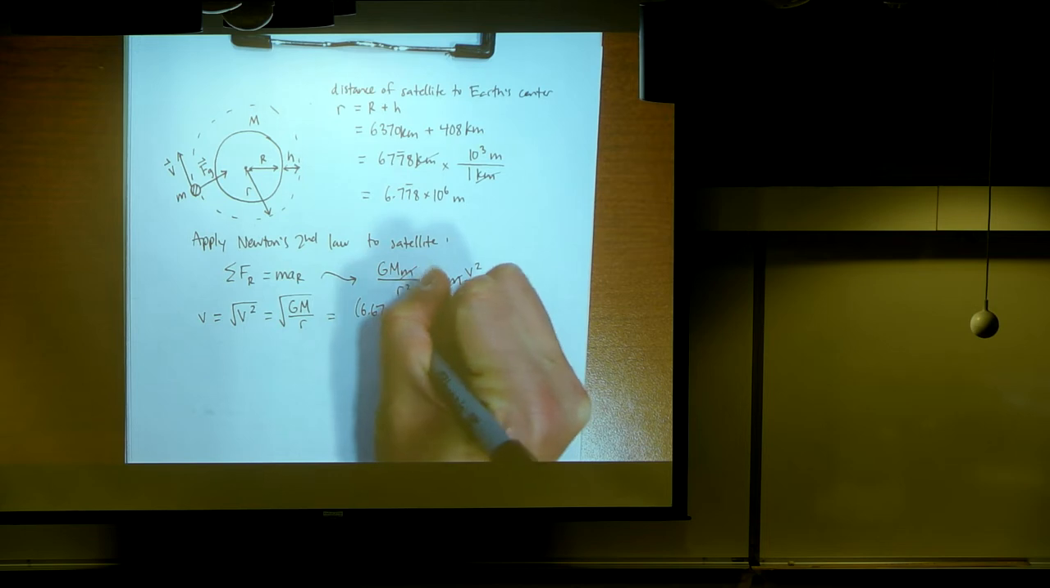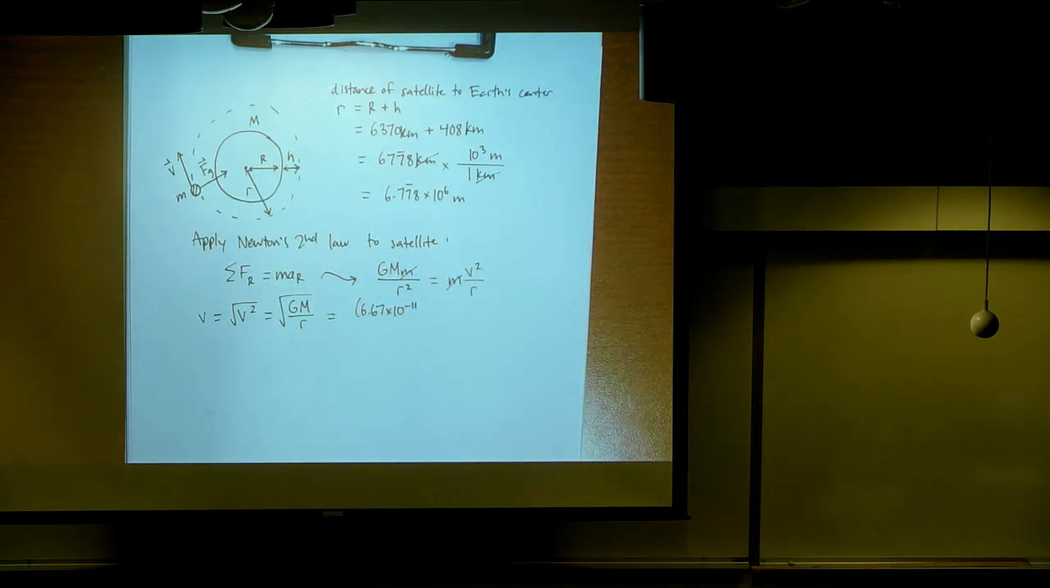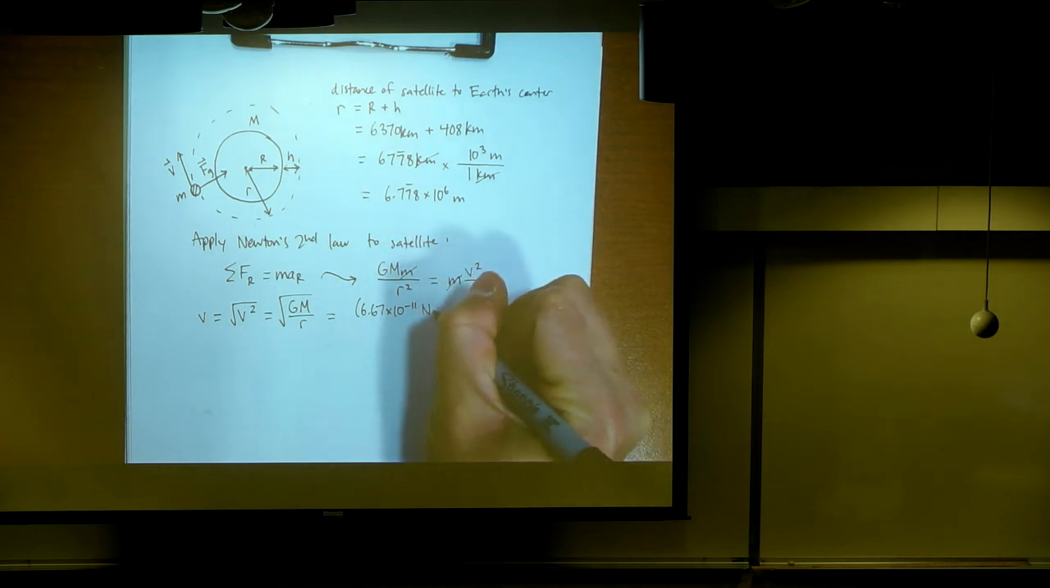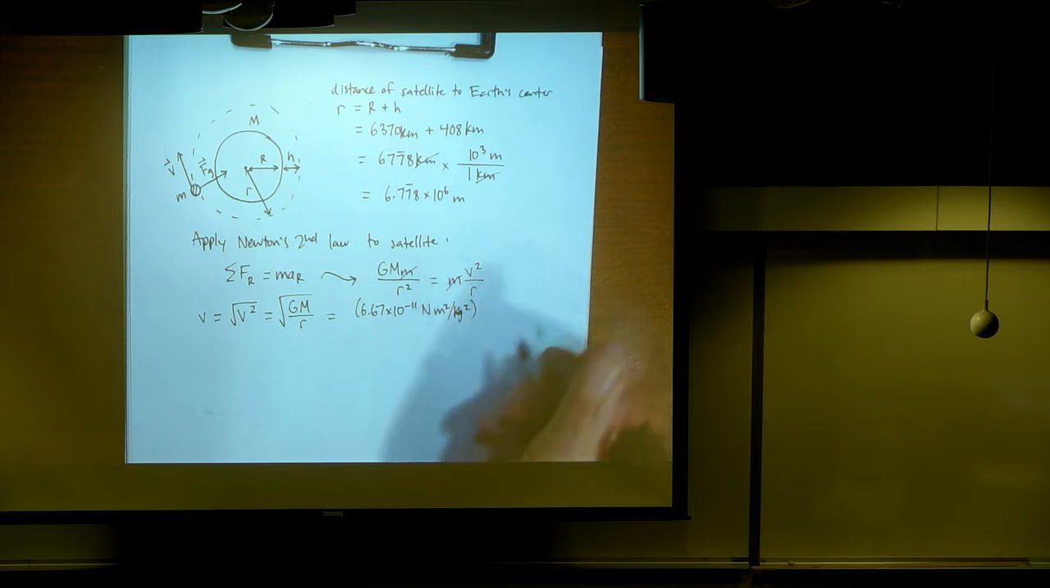6.67 times 10 to the minus 11. And remember, the units are kind of funky here. It's newtons meters squared per kilogram squared.